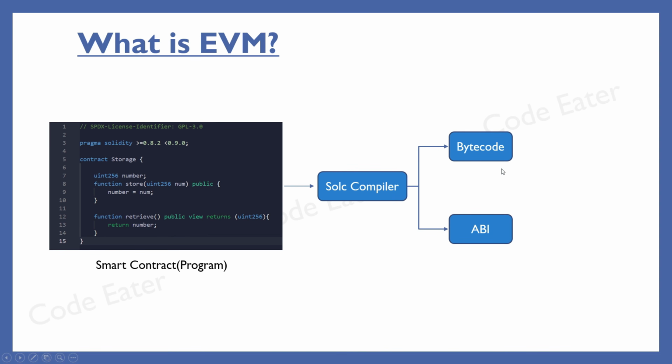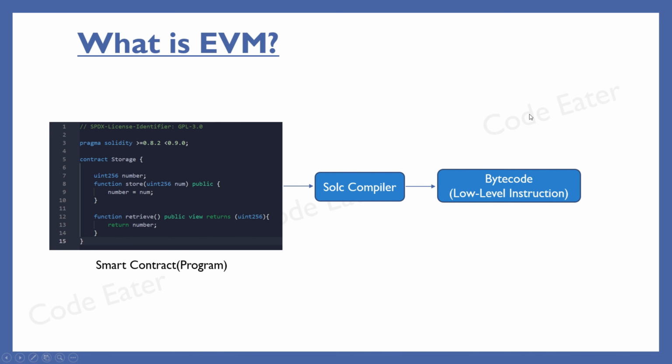But for the purpose of this video, we are going to consider only bytecode so that we can understand the whole process. Now this bytecode, if you will see, is also a low level instruction set. Just like in our previous slide, we have converted our high level program to a low level instruction set, right? In the same way, this bytecode is also a low level instruction.